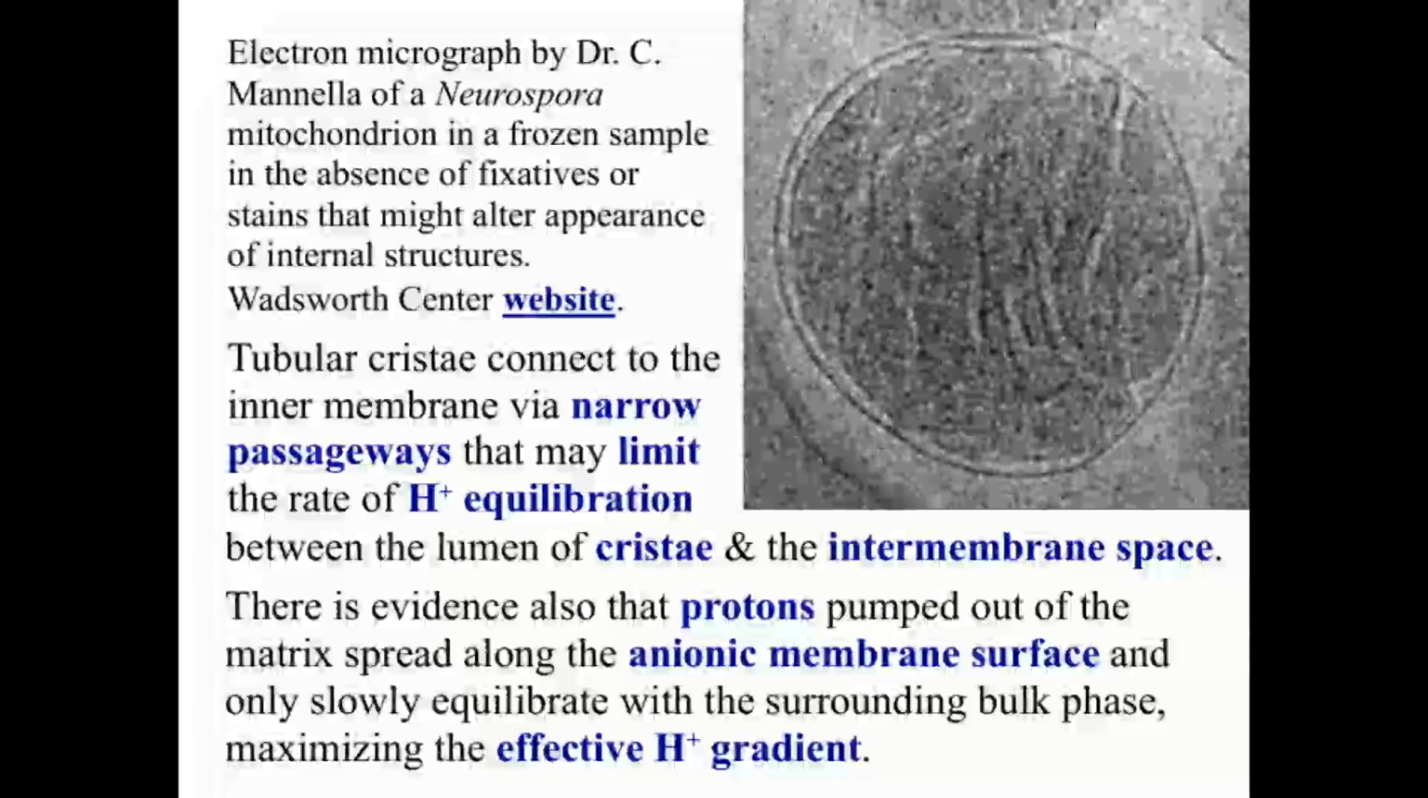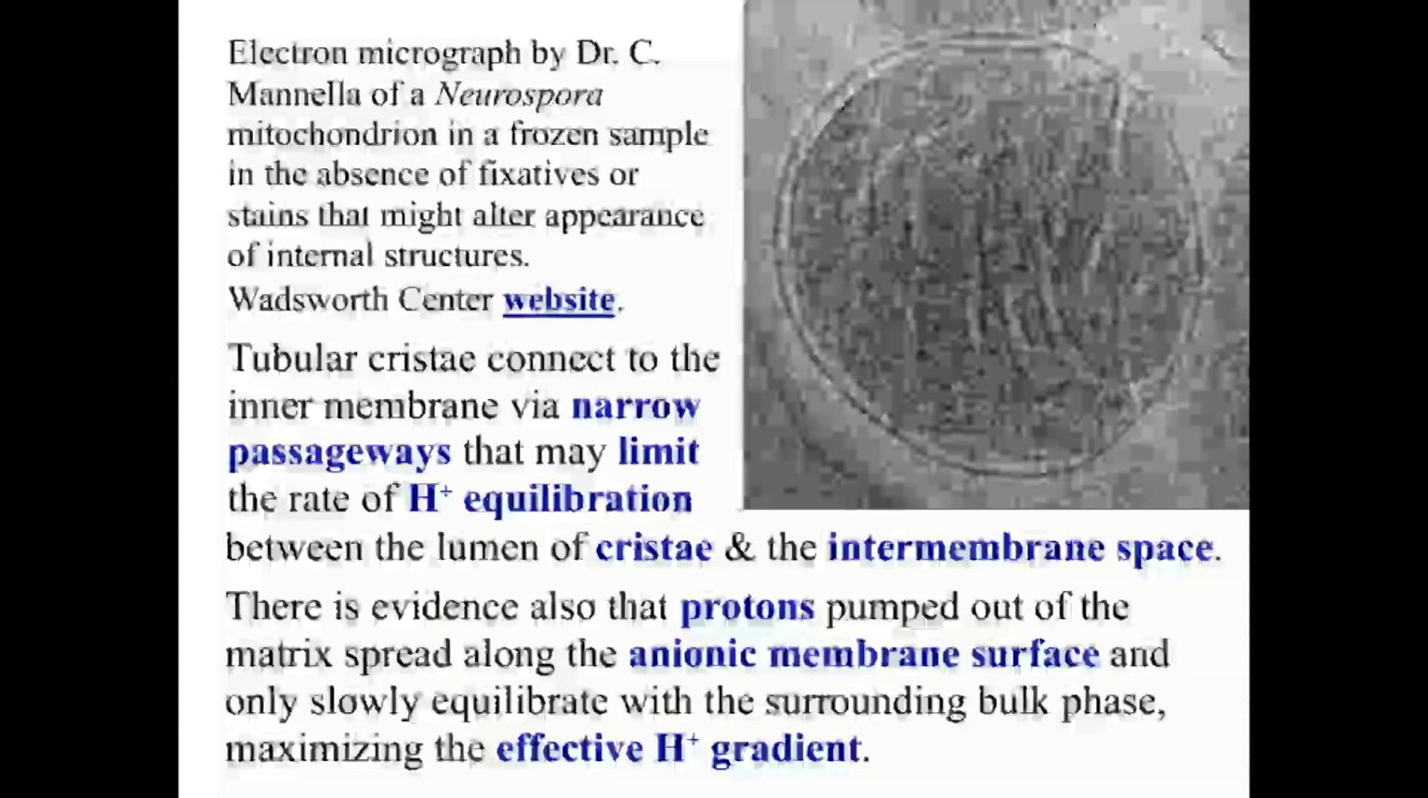Additionally, there's evidence suggesting that when protons are pumped out of the mitochondrial matrix, they don't immediately disperse into the bulk phase of the intermembrane space. Instead, they tend to spread along the surface of the membrane, which carries anionic properties. This surface spreading means that protons equilibrate more slowly, effectively maintaining a higher H+ gradient across the membrane.